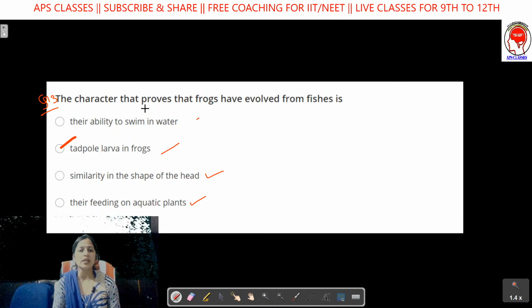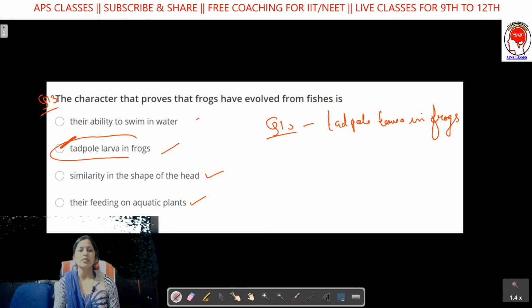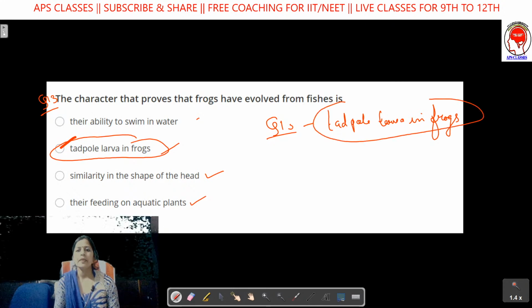I repeat my question again. The character that proves that frogs have evolved from the fishes is, options are their ability to swim in water, tadpole larvae in frogs, similarity in the shape of the head, and their feeding on aquatic plants. The answer is tadpole larvae in frogs. So this is the right answer for question number 13.